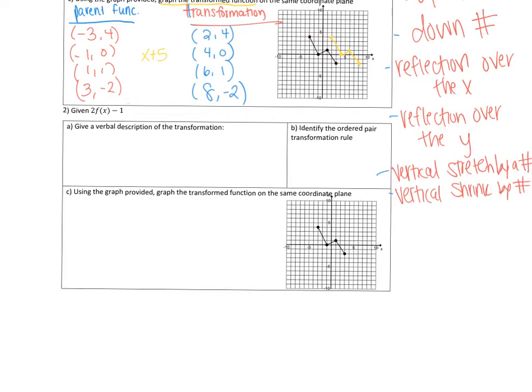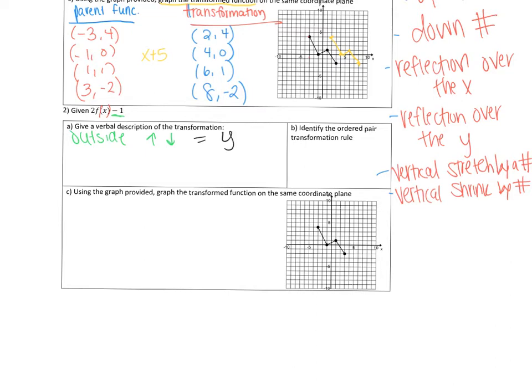So the first number I'm going to look at is this negative 1. Now, we see here that this negative 1 is outside of the parentheses. Outside. Okay, so I'm going to note to myself, outside. And I know that outside affects up and down. But I also know that when I'm talking about my outside, it equals my y value.